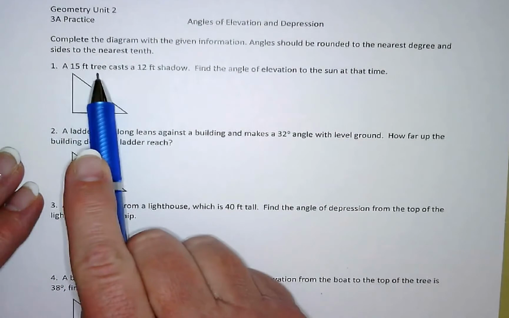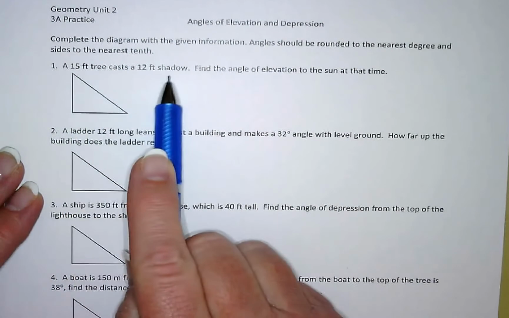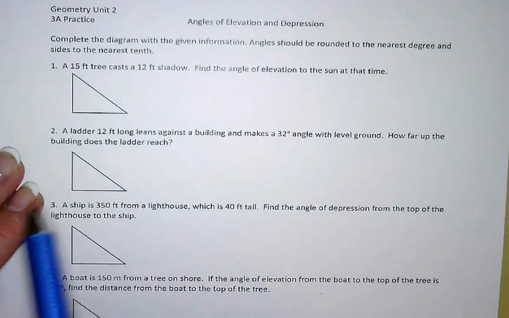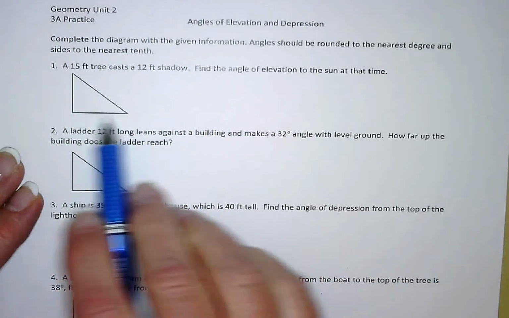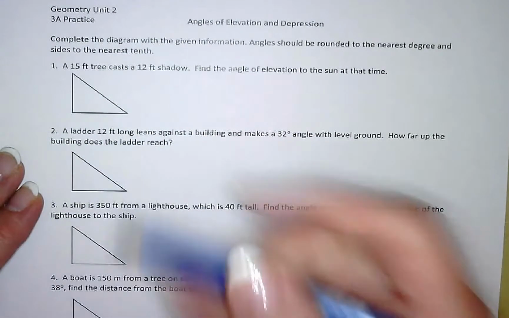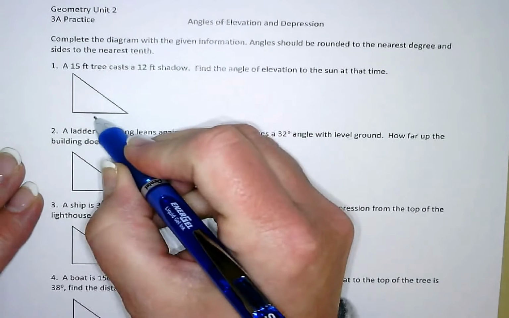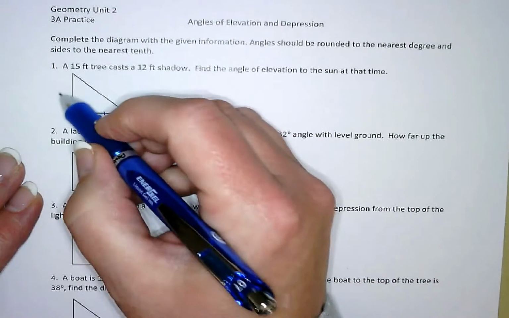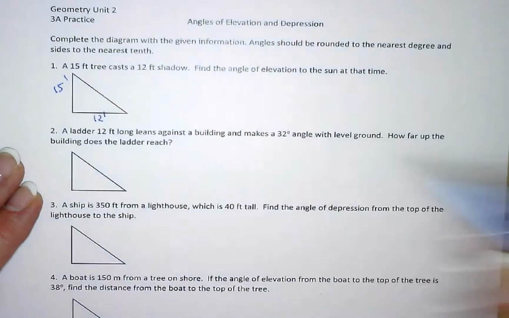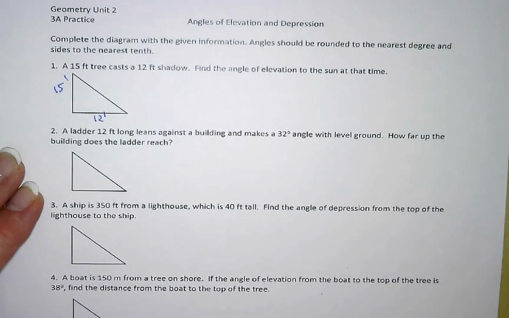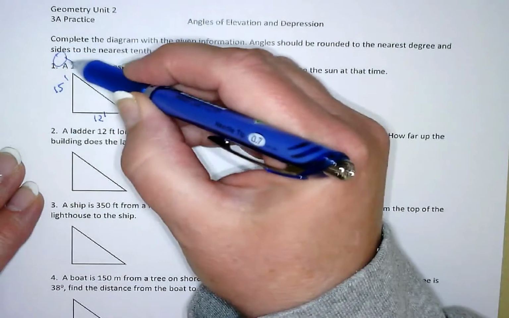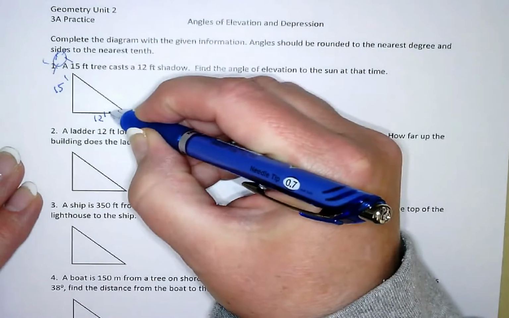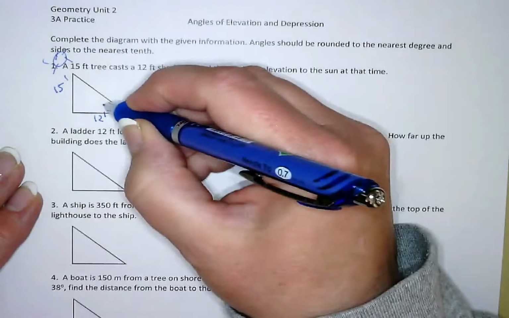A 15-foot tree casts a 12-foot shadow. Okay, so just similar to what we've done before. These would be the things on the ground, like a shadow, or from the base or something like that. That is 12 feet. Things going up and down right here that are going vertical, like a tree or a building or a hill, that's going to be on that side there. And it wants the angle of elevation to the sun. So like the sun is up here. Okay, this is the angle of elevation, and that's what we're trying to find.